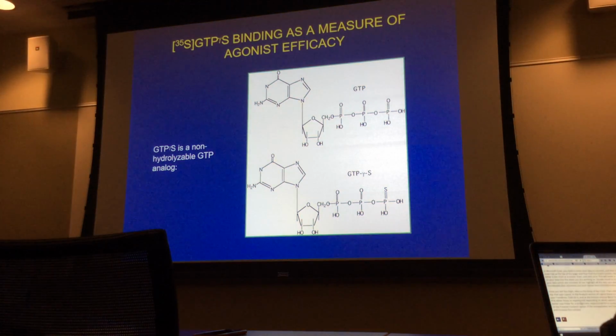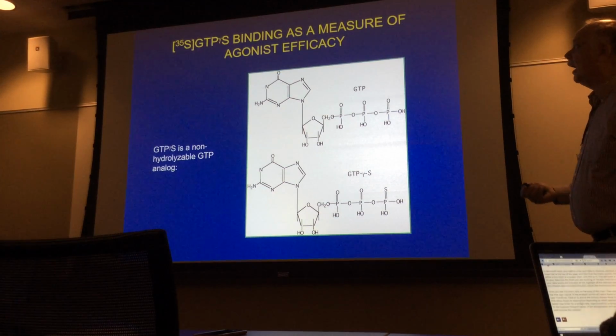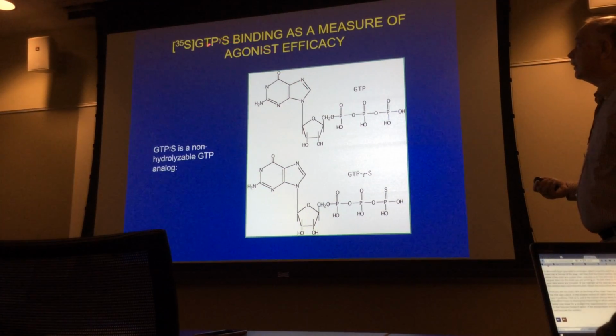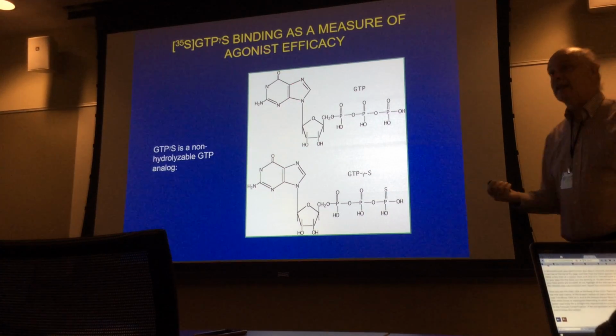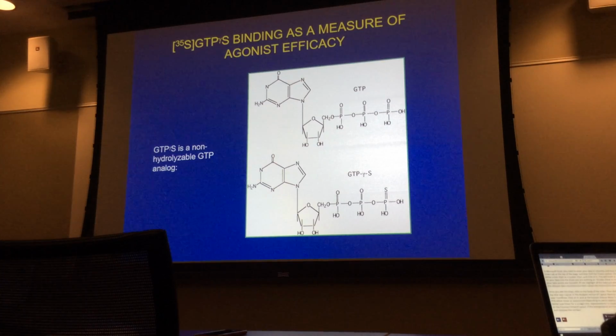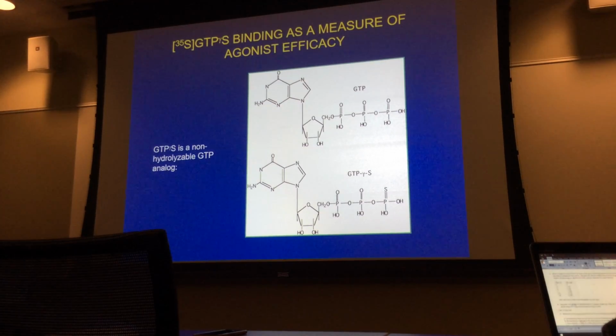Pharmacologically, we can measure the function of G proteins by a radioligand. So this is a radioligand. Once again, last week we talked about radioligand binding for receptors. Well, you can also do radioligand binding for the G proteins. And what you use is an S35 labeled molecule called GTP gamma S.